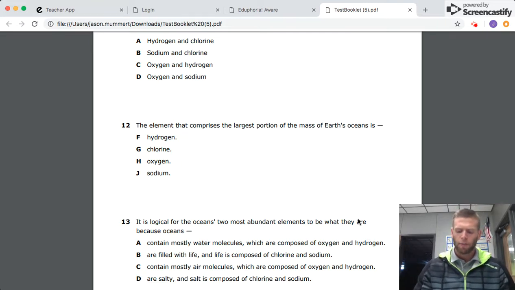All right, use the pie chart below to look at the Earth's atmosphere. So for question 15, you'll use the graph on the previous page. The most abundant element in Earth's atmosphere is A, oxygen, B, hydrogen, C, argon, or D, nitrogen.